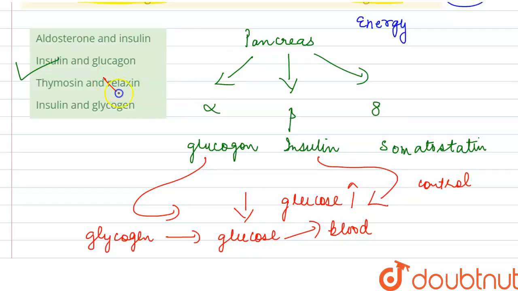Thymosin and relaxin are not the answer. Insulin and glycogen is also not the case. Aldosterone is associated with sodium absorption, and thymosin is the secretion of the thymus. Relaxin is secreted in the female reproductive tract in order to relax the muscles of the uterus during parturition.